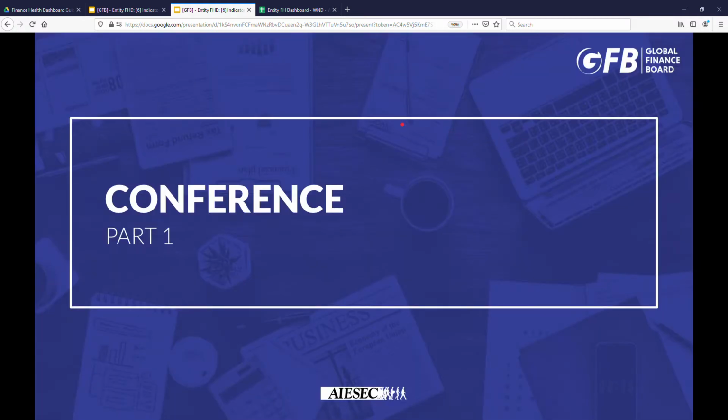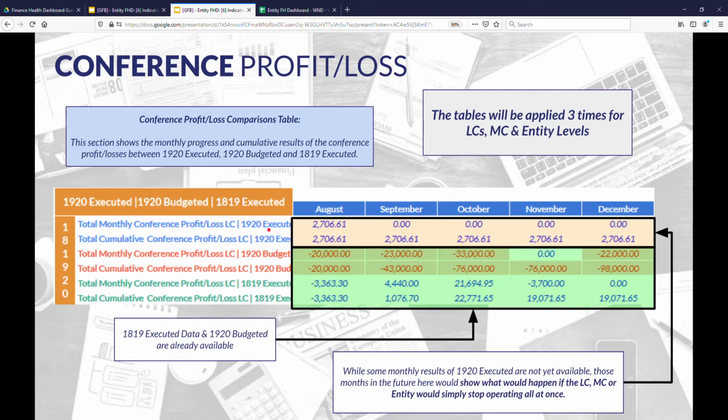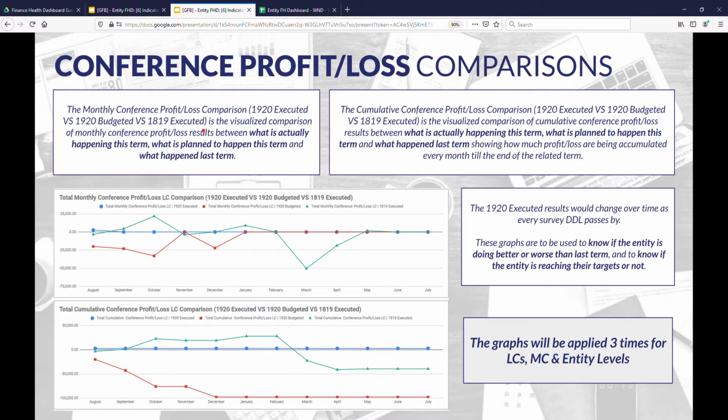Then conference part 1. So similar application to the previous tables already, which is first part is just monthly and cumulative, but this is only for conference profit and loss. As mentioned before in previous tables as well, one part is monthly comparison, just to show the profit and losses of different months based on conferences, and cumulative meaning the progress since the term started, if you total the conferences up until the end of the term. These graphs apply for LCs, MC, and entity as well.